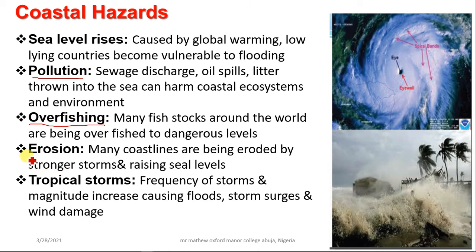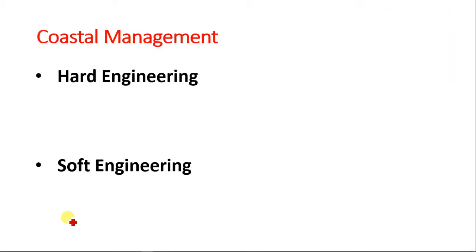Erosion, coastal erosion. So many coastlines are being eroded by stronger storms and rising sea levels. And tropical storm frequency of storm and magnitude increases coastal flooding, storm surges, and wind damage. So all these are the various forms of coastal hazards, and we need to know how we'll be able to manage these individual coastal hazards.